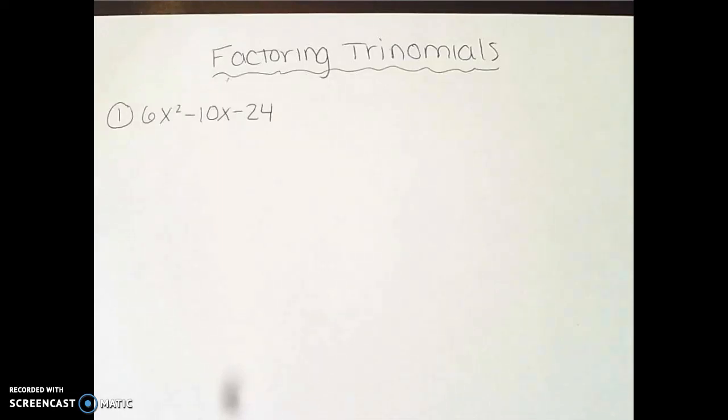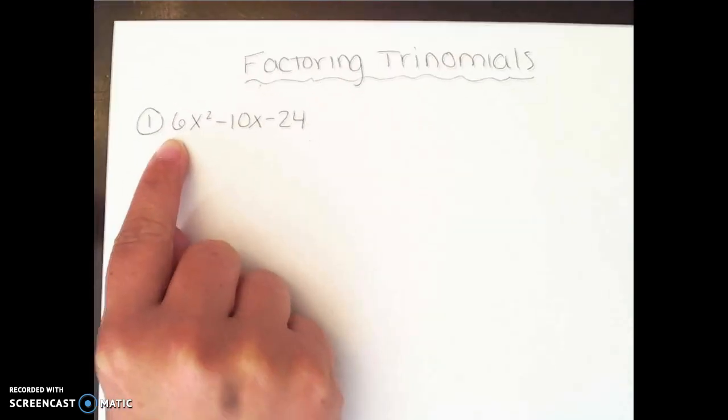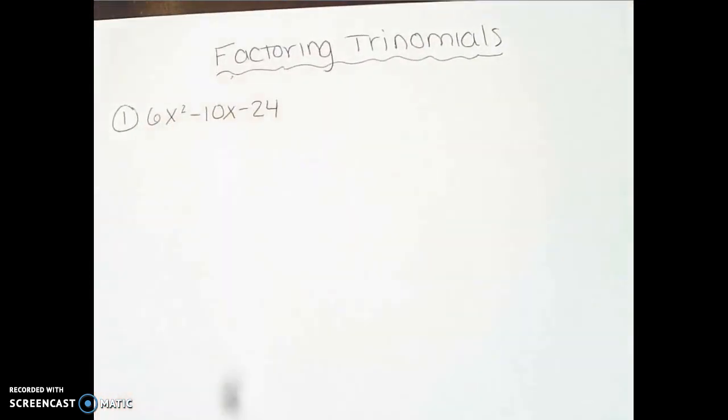Hi guys, this is a video on factoring trinomials. The strategy I'm going to show you works for any trinomial, but works particularly well when we have a leading coefficient other than 1. So in this case, we have a 6. And what we're going to do is create 4 terms and then take those 4 terms and factor by grouping.